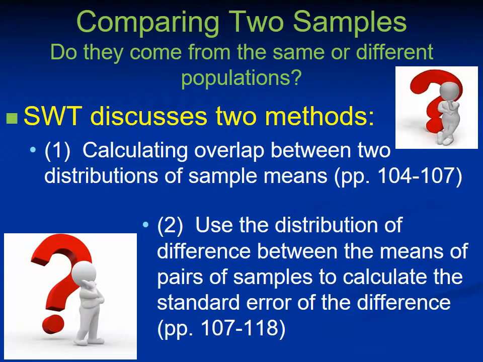So Statistics Without Tears talks about two methods of doing this to determine whether your data gathered on two samples can be interpreted to mean that there's a real difference between the samples and therefore the populations.